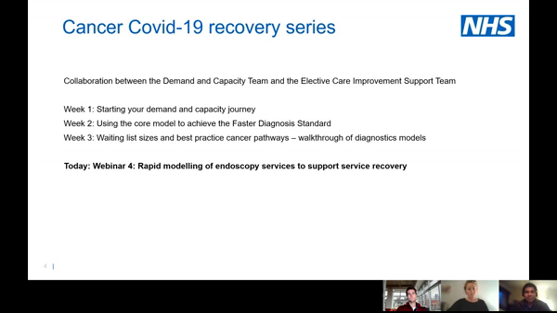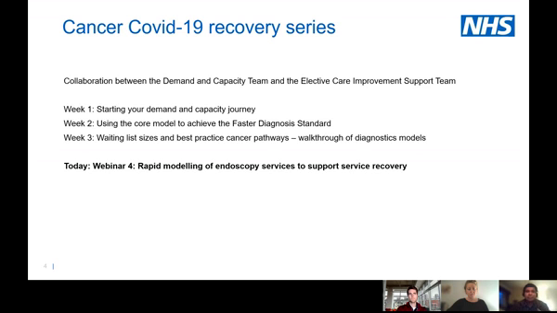During the first webinar, it was about getting started with your demand and capacity journey, and that was aimed at individuals and organisations who were at the early stages of their demand and capacity journey, or folks who perhaps weren't more au fait with some of the principles that are required to actually do one of these exercises. So we talked about the principles behind this demand and capacity work in week 1.